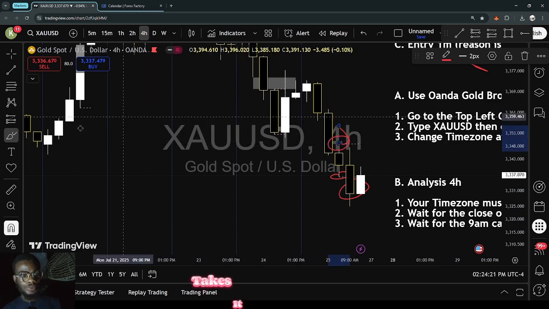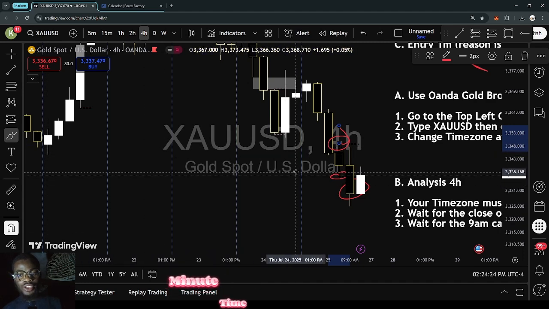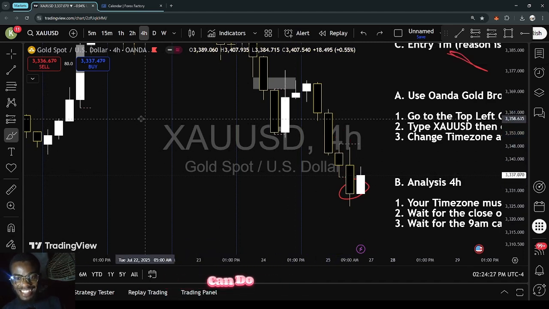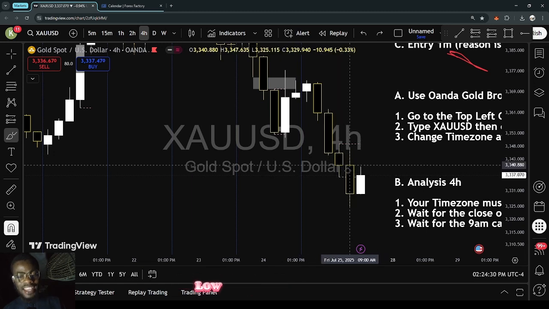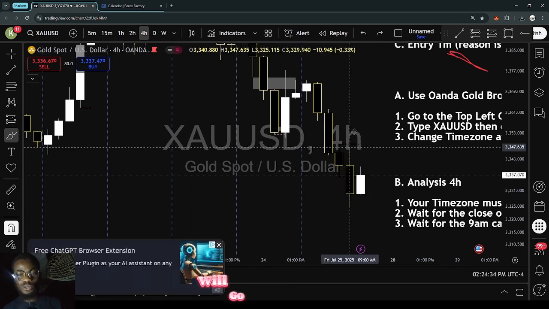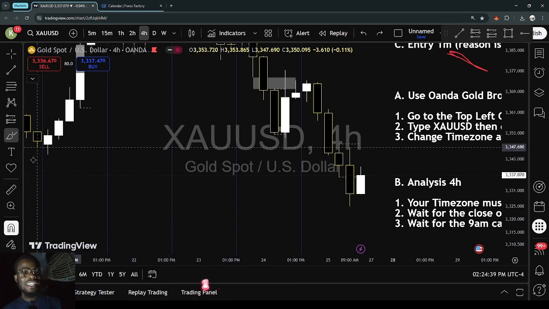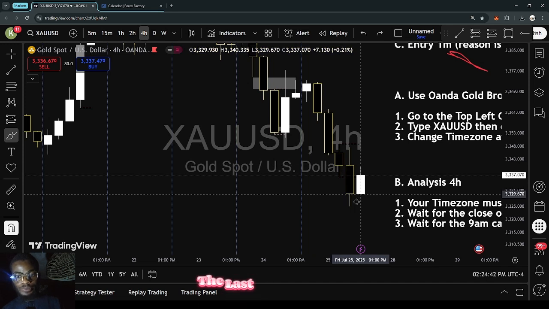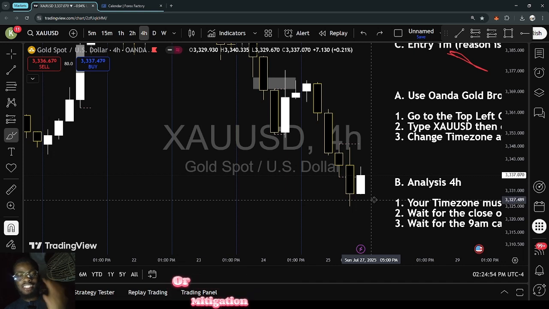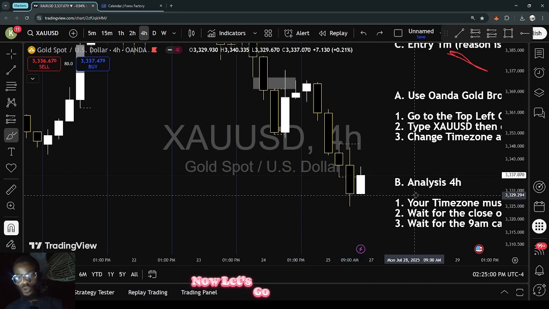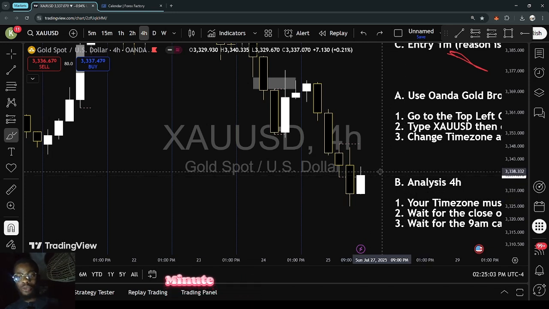So after it takes it out, we'll now go to the 1 minute time frame. After the 9 a.m. candle has taken either the high or low of the 5 a.m. candle, we'll go to the 1 minute time frame. So this will take us to the last step, the C step. The criteria for taking our entry on the 1 minute is a fair value gap, order block, breaker block, or mitigation block. I'm going to explain more on the 1 minute time frame. Now let's go to the 1 minute time frame.